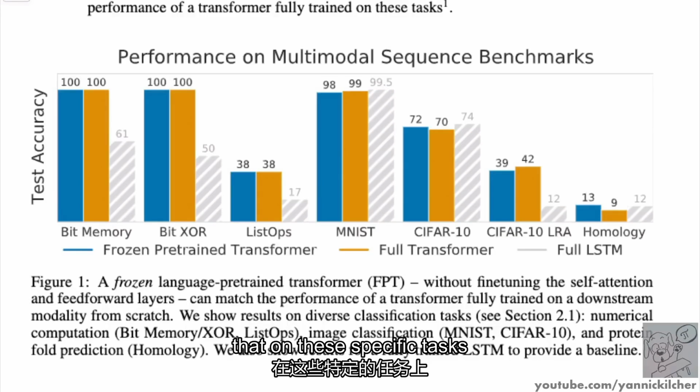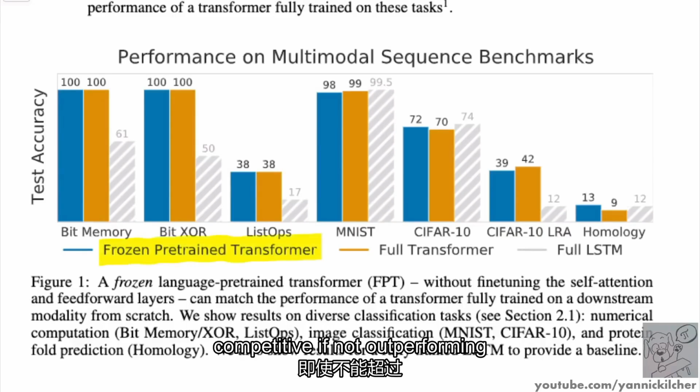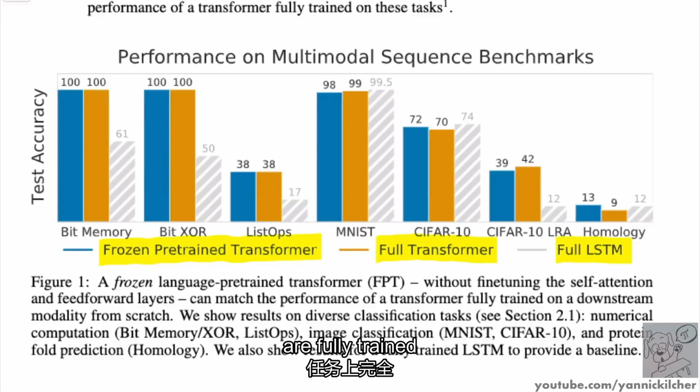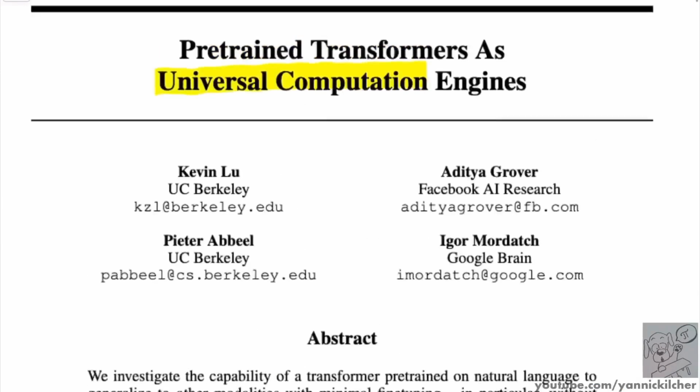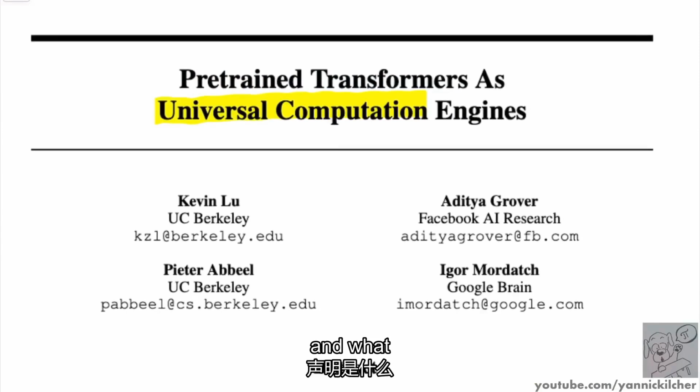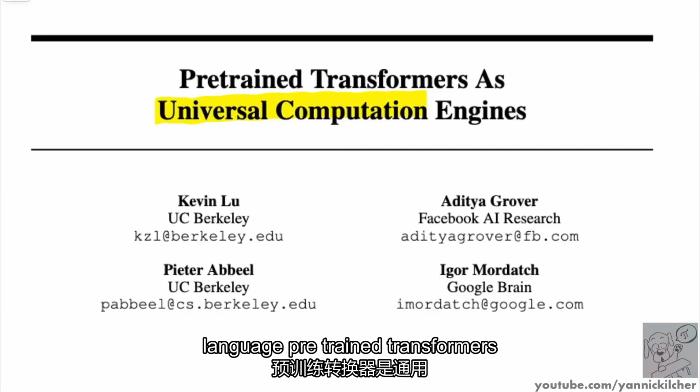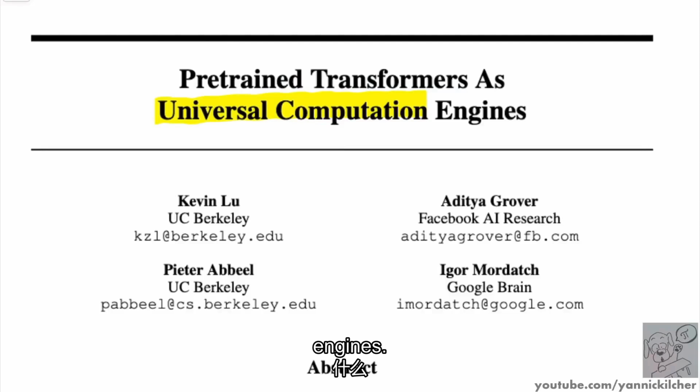And they show that on these specific tasks, these frozen pre-trained transformers, as you can see right here, are competitive, if not outperforming, a transformer that is fully trained from scratch on these tasks. And it also mostly outperforms LSTMs that are fully trained from scratch on these tasks. So this is pretty interesting, and it gives rise to a number of questions about what happens in these transformers. So we're going to look at what the claims are and what the evidence brought forth by this paper is about why language pre-trained transformers are universal computation engines.